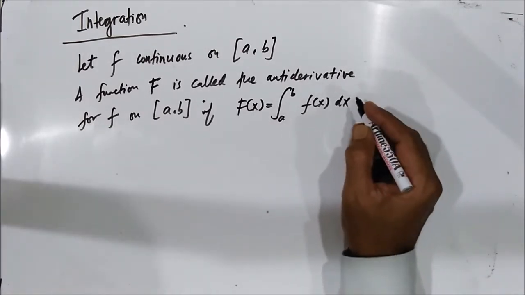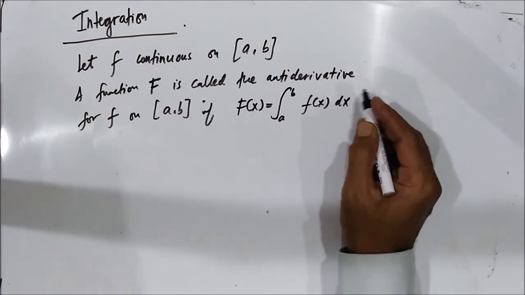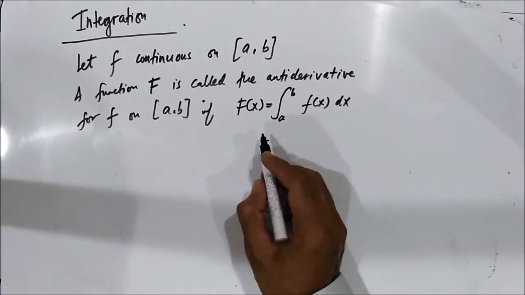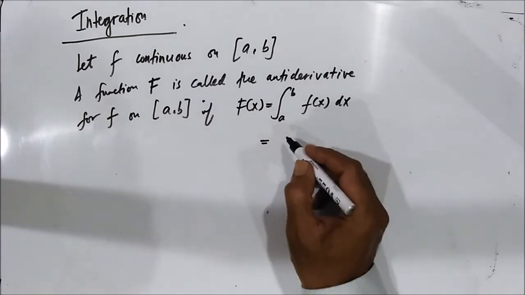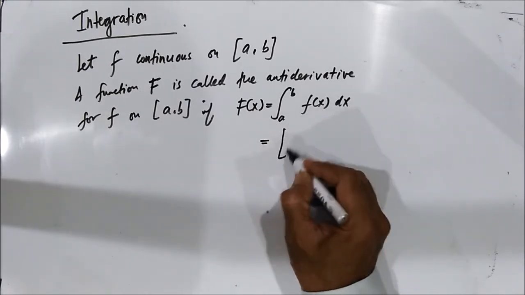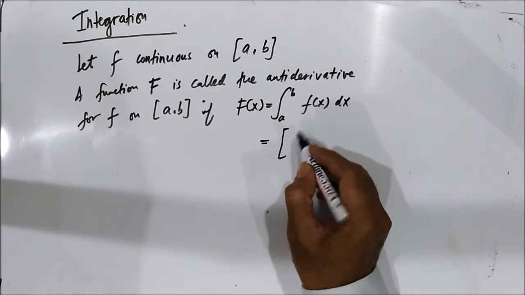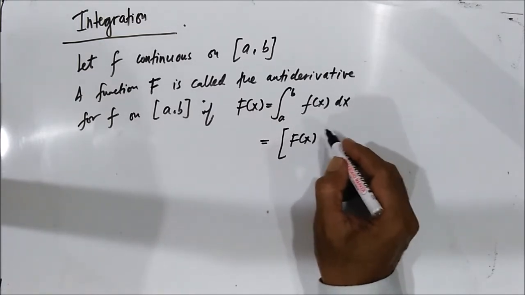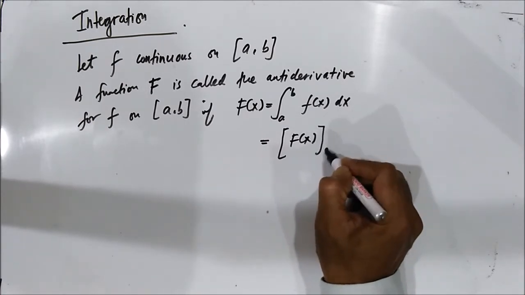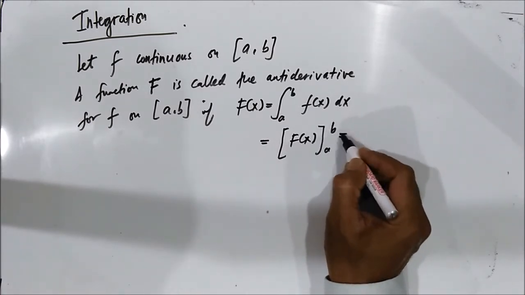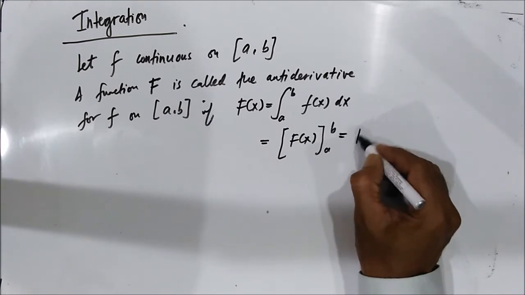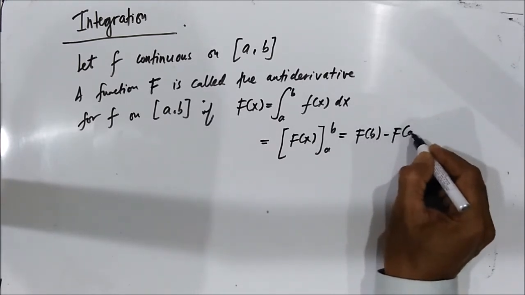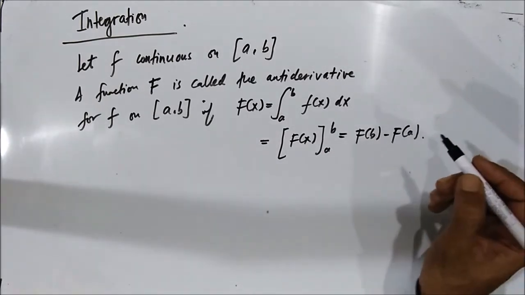Now, this is equal to, so you can substitute here, or you can put it like this. The capital F(x) from a to b is equal to F(b) minus capital F(a). Okay.